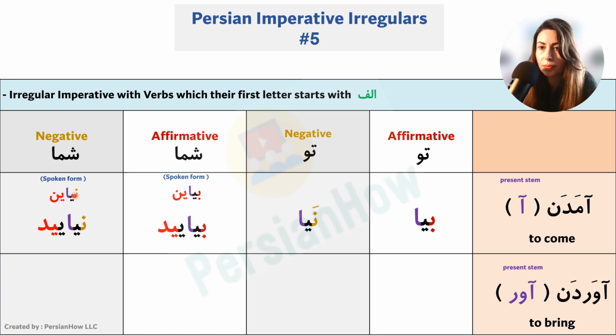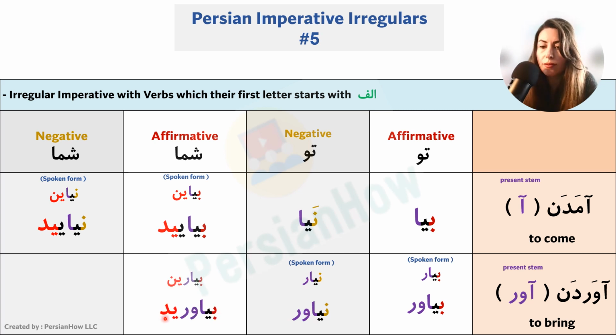نیاین. For آوردن, if I follow the regular formula, it's going to give me باور. But باور is like a word by itself. It's a noun. It means belief. So this doesn't work. So we need to add a ye between be and aleph. So now it's بیاور, which in the spoken language is pronounced بیار. نیاور, نیار. بیاورید, بیارین. نیاورید, نیارین.